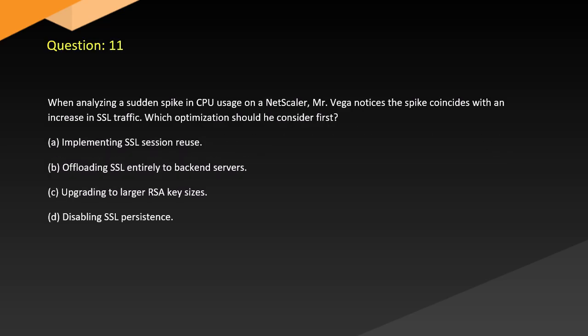Question 11. When analyzing a sudden spike in CPU usage on a NetScaler, Istavegan notices the spike coincides with an increase in SSL traffic. Which optimization should he consider first? A. Implementing SSL session reuse. B. Offloading SSL entirely to backend servers. C. Upgrading to larger RSA key sizes. D. Disabling SSL persistence.